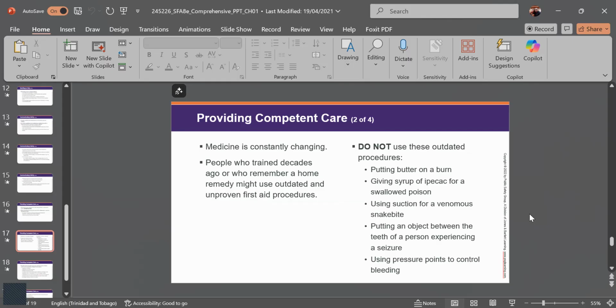The easiest example: years ago, you would get smelling salts in first aid kits at work. Smelling salts are not used anymore in first aid because of the ammonia and the possibility of this toxic substance getting into our lungs. So to be able to provide competent care, you must have up-to-date knowledge, current information. You do not want to use outdated procedures, things like putting butter on a burn. You ever hear that? So we stop and share again.